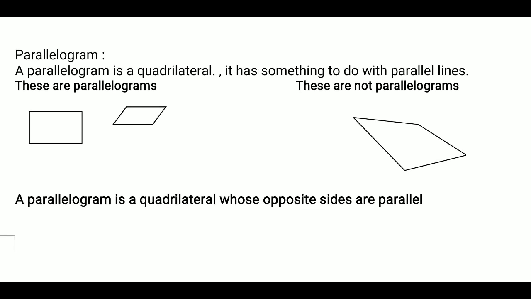Now another type of quadrilateral is parallelogram. Parallelogram is a quadrilateral that has something to do with parallel lines. It has opposite pairs of sides parallel. So these are the figures which are parallelograms, and this is not a parallelogram. A parallelogram is a quadrilateral whose opposite sides are parallel. This is the definition.